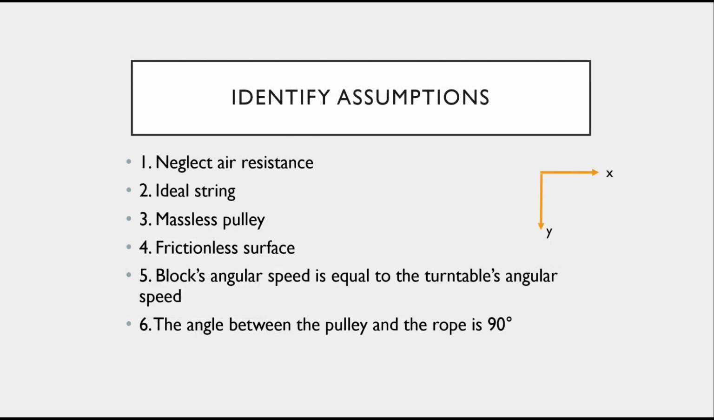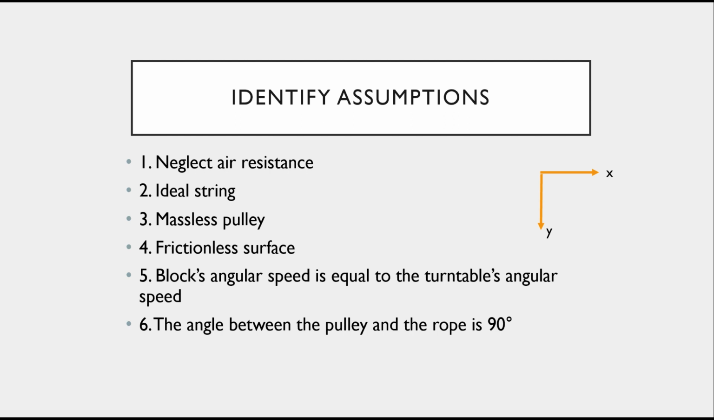For this problem specifically, it is important to make some assumptions about the workings of the turntable system. Our first assumption is that we are neglecting air resistance, so that there isn't any effect that air resistance can have on the angular speed of our turntable or the box or the ball. Our next assumption is that the string that connects the two masses together is an ideal string. Our third assumption is that the pulley is massless. Our fourth assumption is that the surface, the turntable itself, is frictionless.